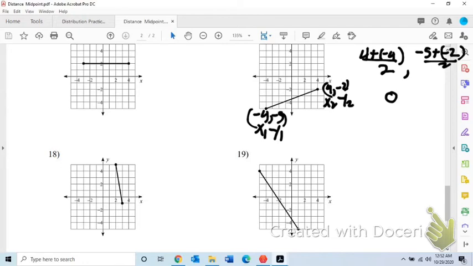4 plus negative 4 is 0. 0 divided by 2 is just 0. So once we have that 0 there, we can just leave it. Negative 5 plus negative 2 is negative 7 over 2. And we get 0, negative 3.5.